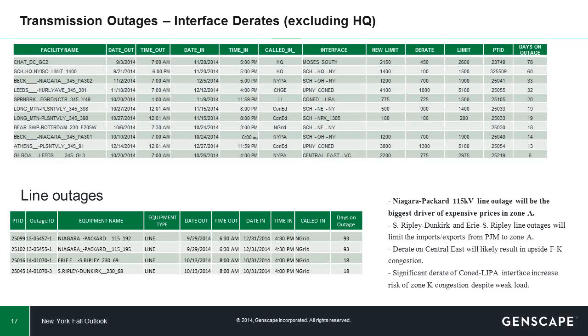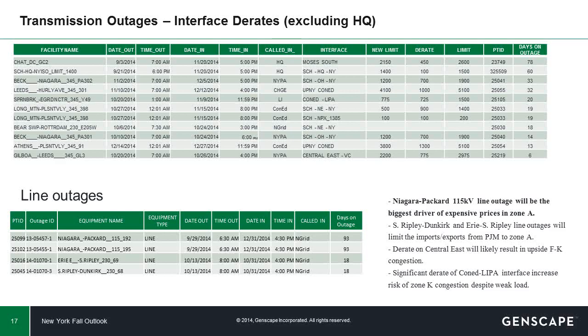Down here at the bottom, we have just line outages. Now these aren't associated with any sort of interface, so they don't show up as a D rate. But the most important one, I think probably the most influential line outage, with the exception of an HQ outage I'll talk about shortly, are these Niagara-Packard 115 lines. They will be down the 29th all the way through December 31st, so it's a 93-day outage. We've seen these lines come in and out for about a year now, and they can be quite a serious Zone A congestion driver. So while these lines are on outage, I do expect quite a bit of volatility out of Zone A.